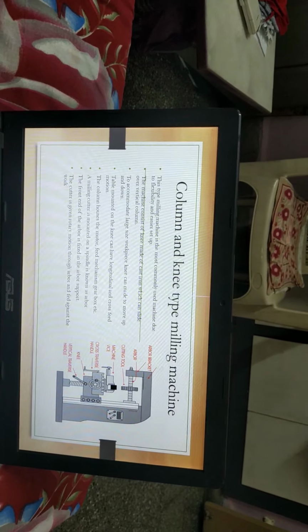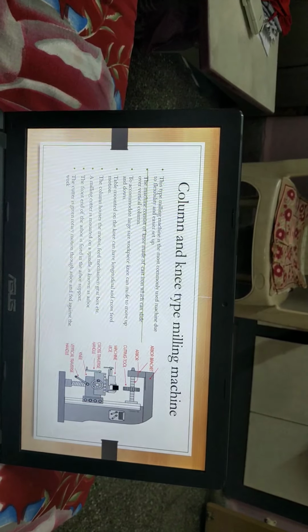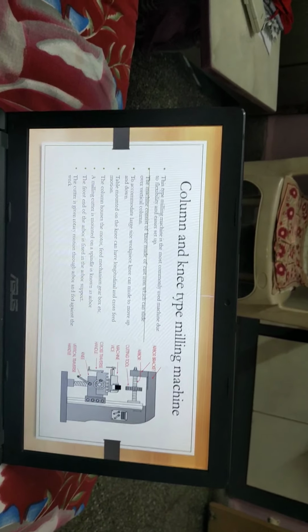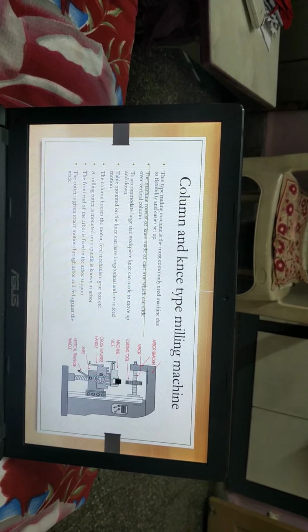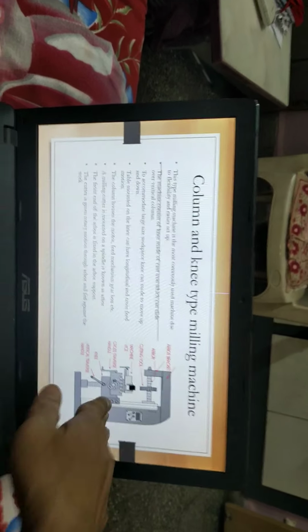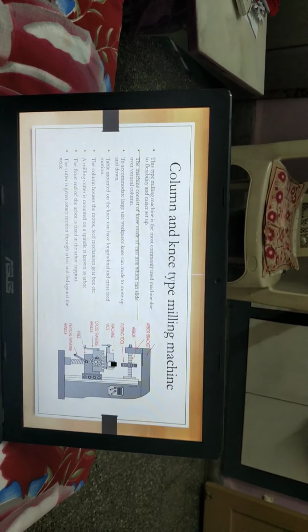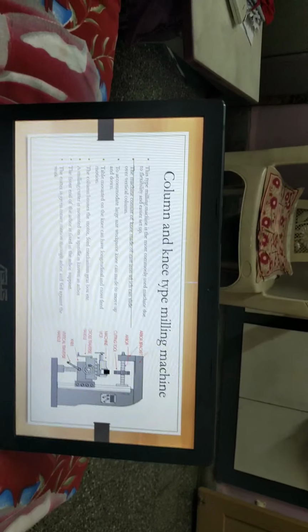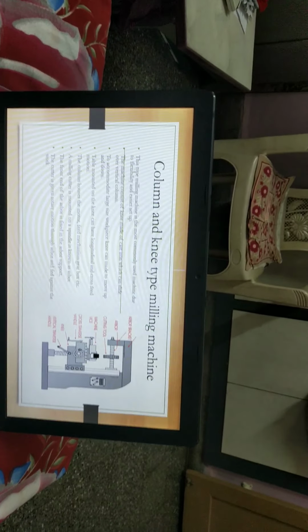To accommodate large size workpieces, the knee can be made to move up and down. The table mounted on the knee can have longitudinal and cross speed movement. This movement as well as this movement, both the movements we are having. The column houses the motor, feed mechanism, gearbox, etc.